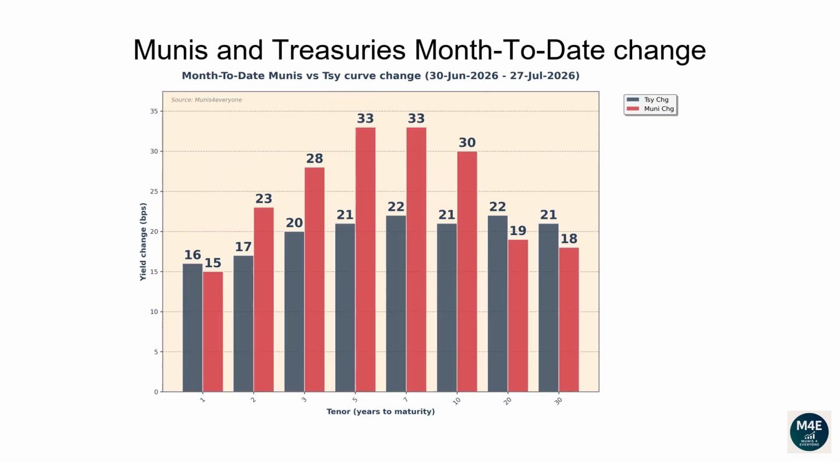This graph shows how much interest rates have changed since the end of the previous month. The current bar plot shows how Munis and Treasuries have changed since the end of June.